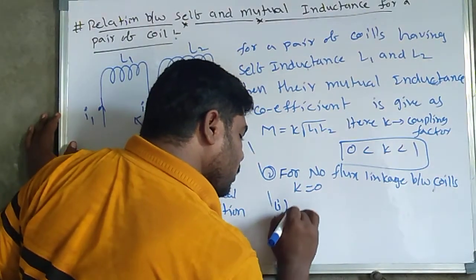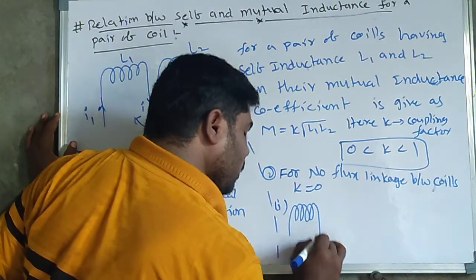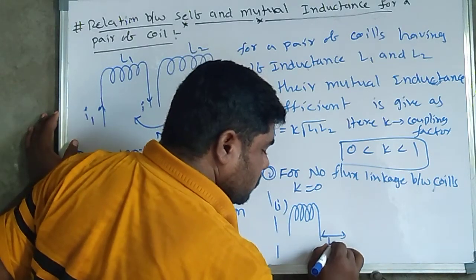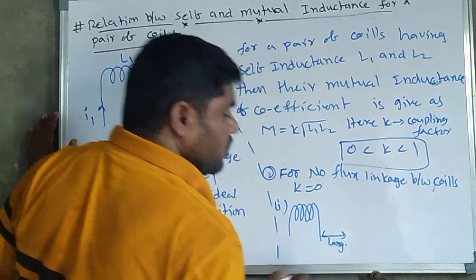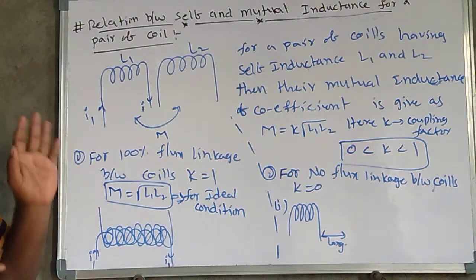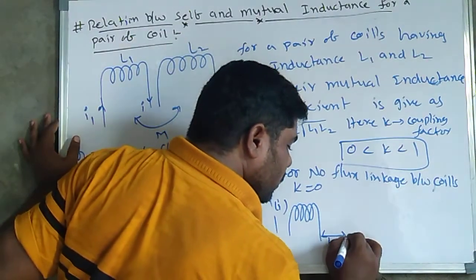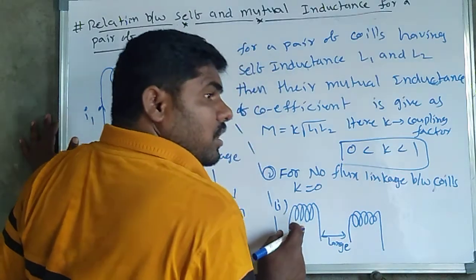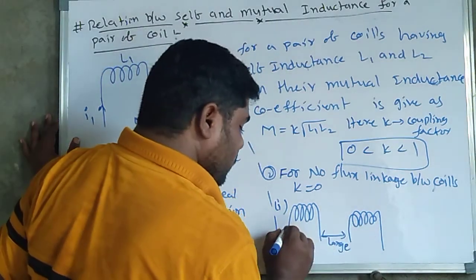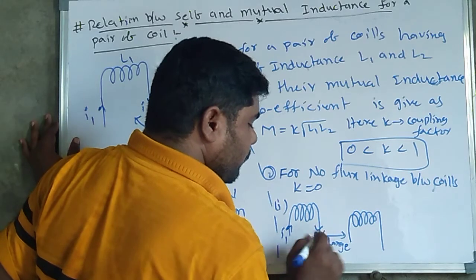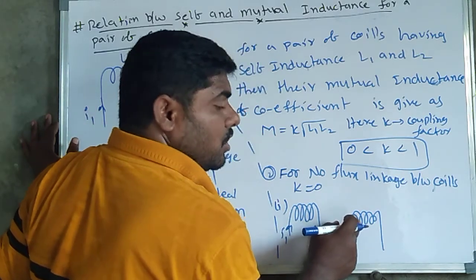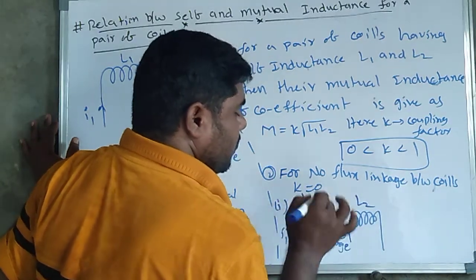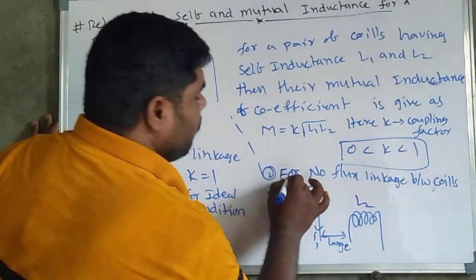First possibility: this is the first inductor, and at a long distance you put another inductor. It means no flux linkage enters the second one. Here the current is I1, there is no flux linkage, and no magnetic flux enters the second inductor. In this situation K is equal to 0.